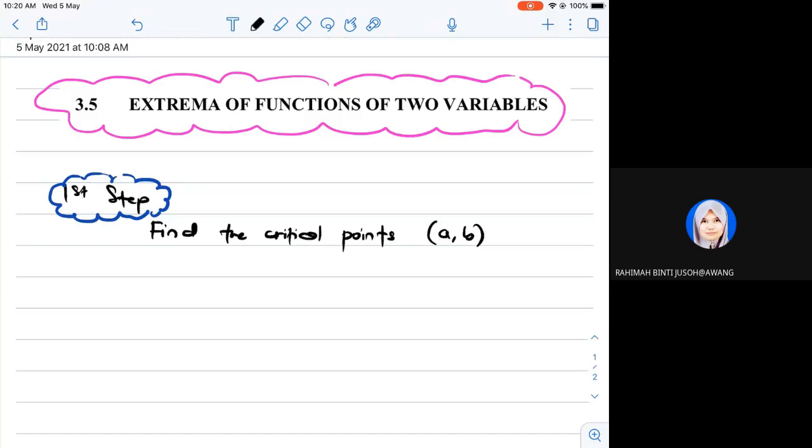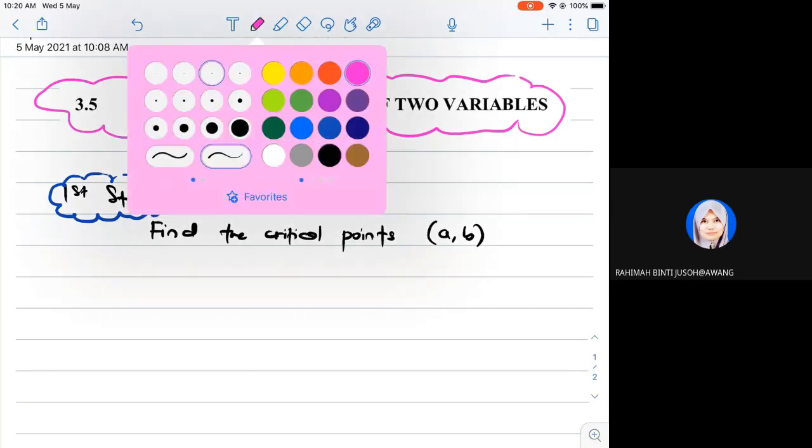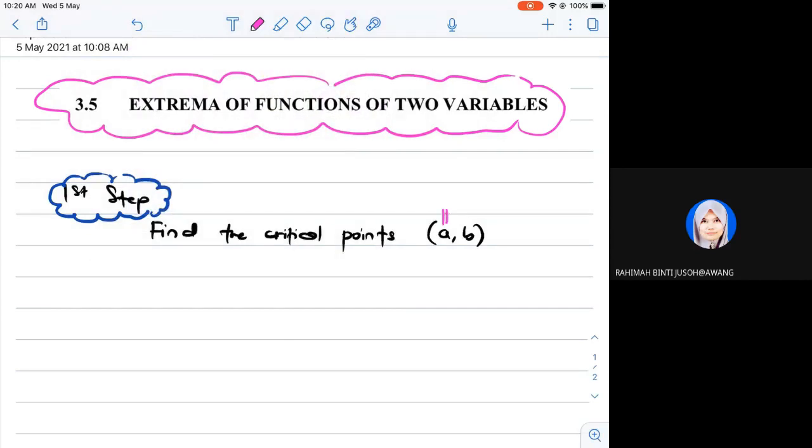First we need to find the critical points. So critical points is actually representing the coordinate for x and y. Okay, x equals A, y equals B lah. Alright. So guys, in certain questions, not necessarily we have only one coordinate, one critical point. It can be 2, it can be 3.